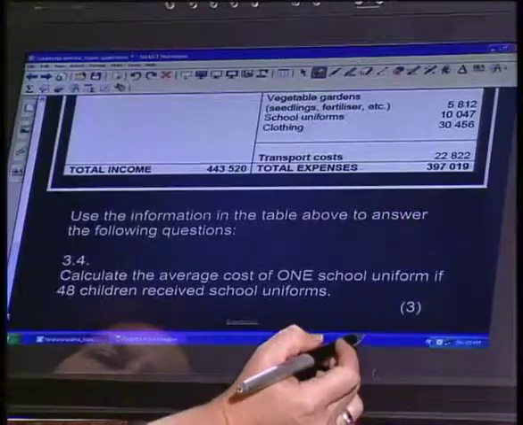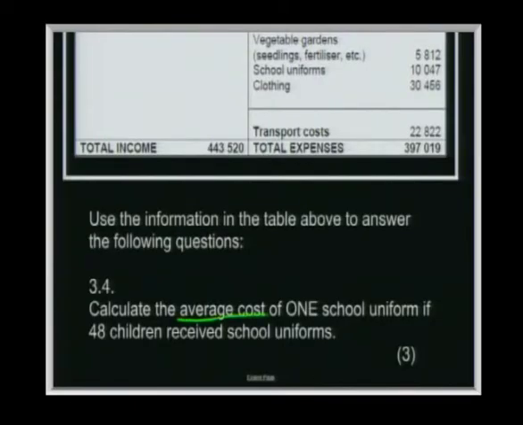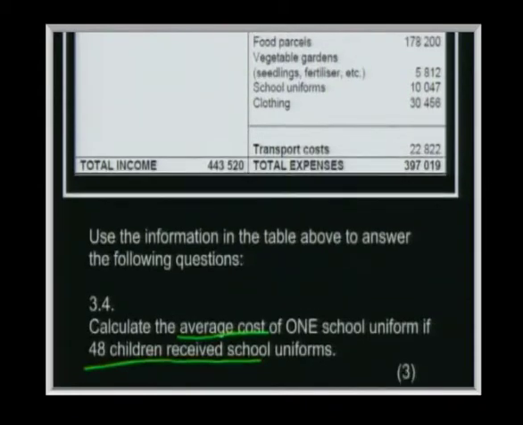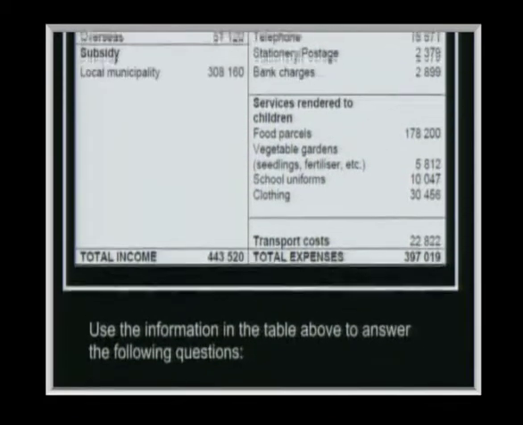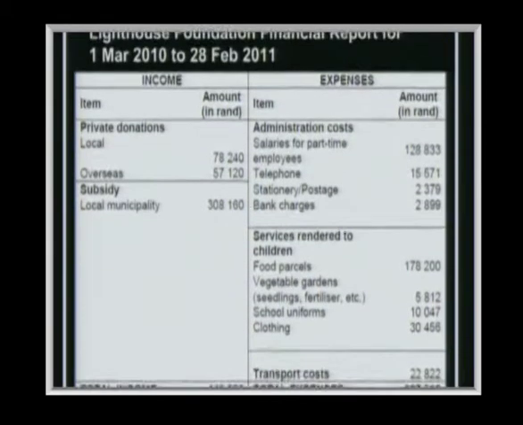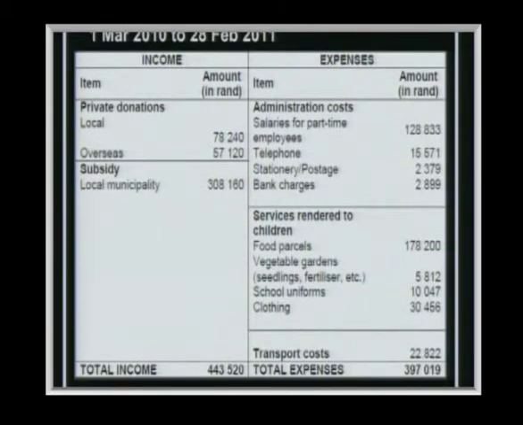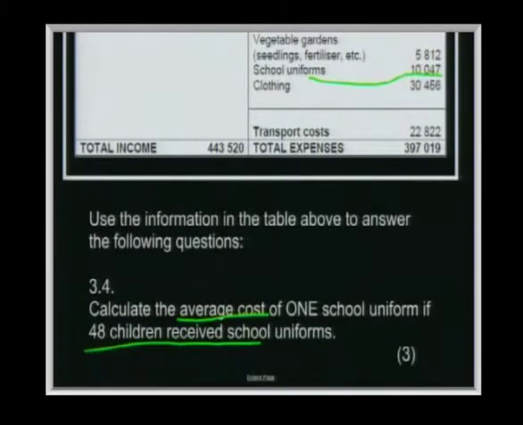Going on to 3.4. Calculate the average cost of one school uniform if 48 children receive school uniforms. Okay, so we're dealing with school uniforms. That would be an expense. So let's have a look and see, where do we see school uniforms? There we go, school uniforms. And it's 10,047 Rand was spent on school uniforms. So let's write that down.